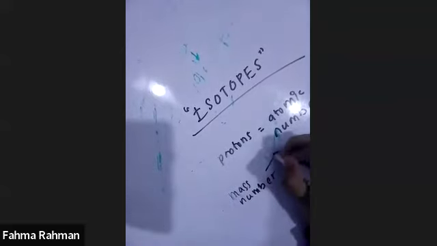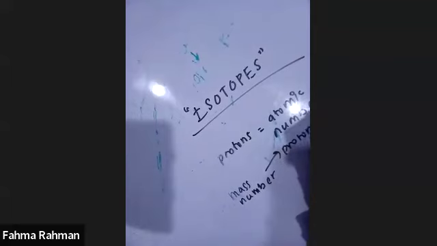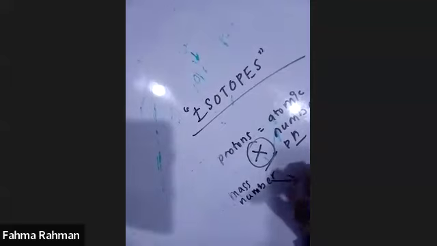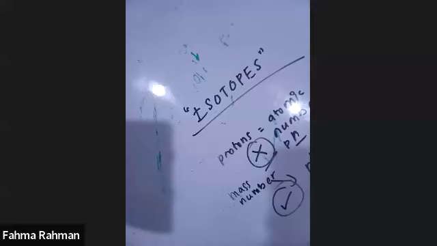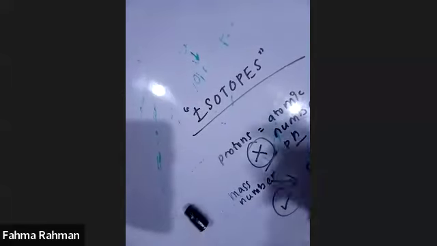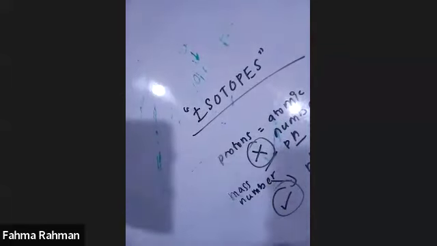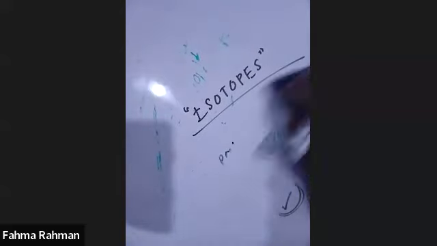In the mass number, can the protons change? The protons cannot change. But can the number of neutrons change? Yes, the number of neutrons can change. Why? If the neutrons didn't change, then it won't be an isotope. For it to be an isotope, the mass number should change. In the mass number, the protons shouldn't change, only the neutrons should change.